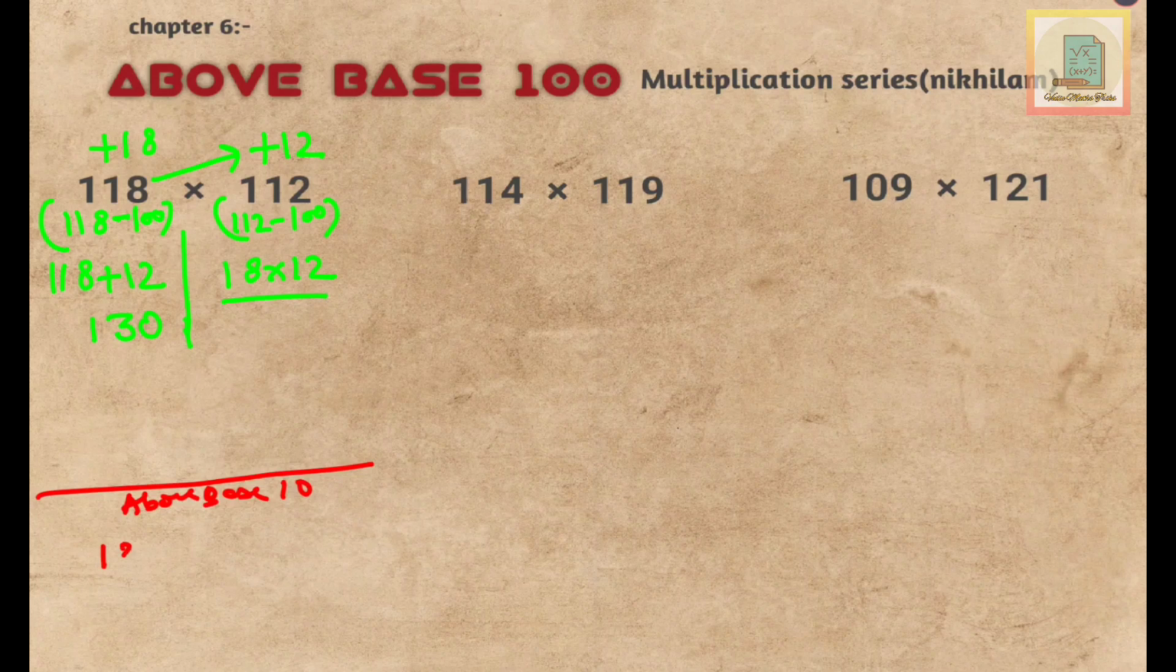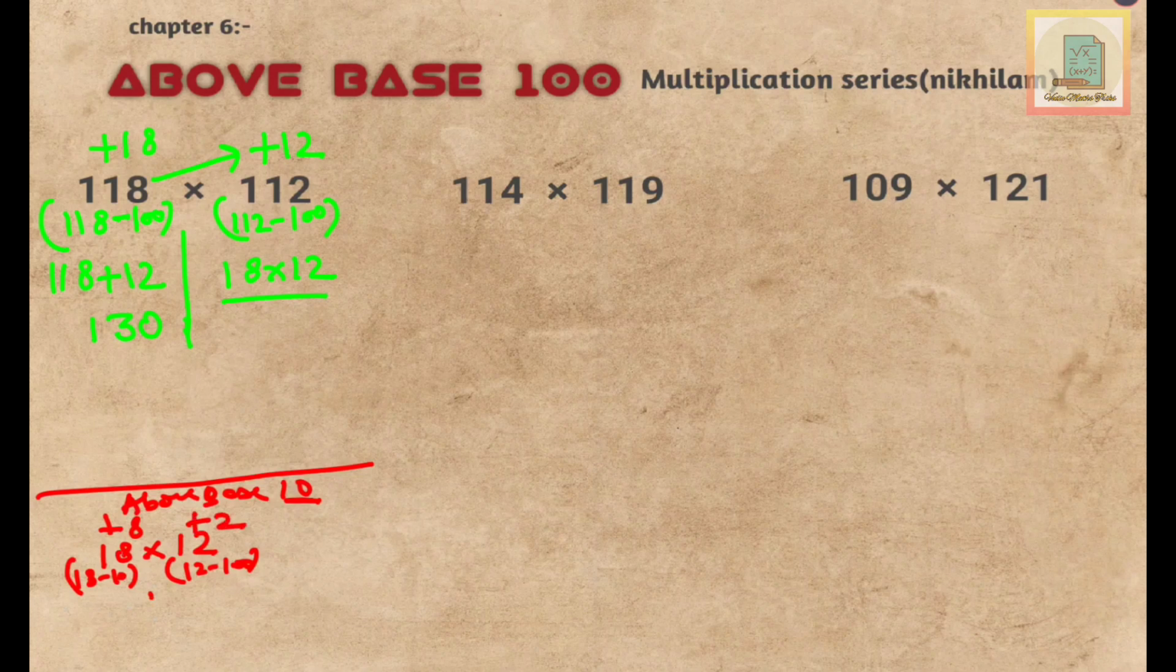Now 18 multiplied by 12. So the base is 10. So the deviations will be 18 minus 10 and 12 minus 10. So here the deviation for 18 is plus 8, and the deviation for 12 is plus 2.